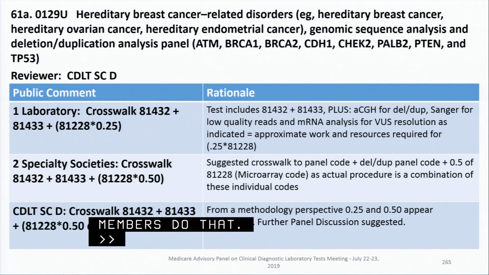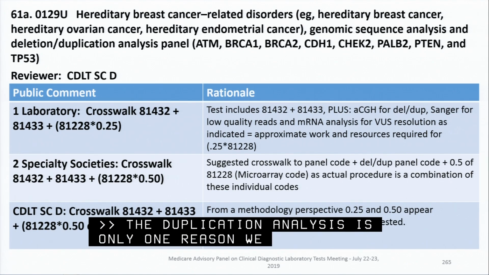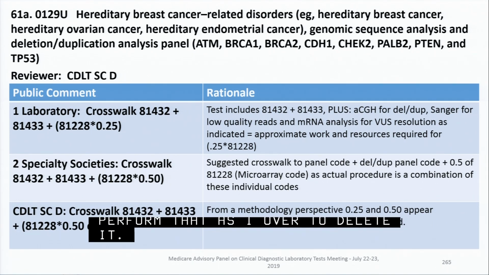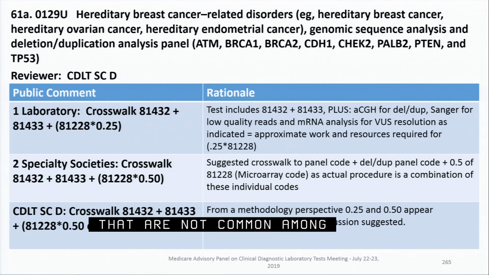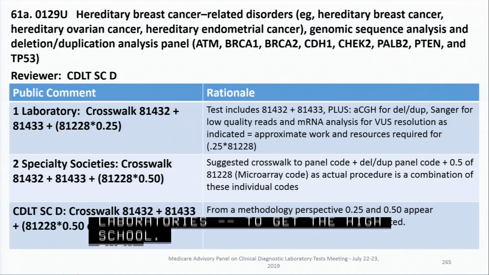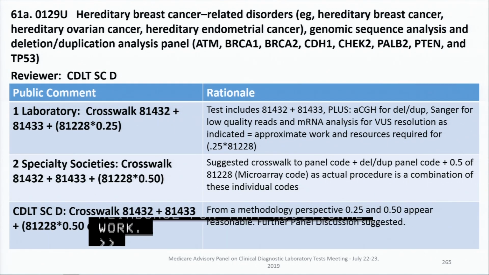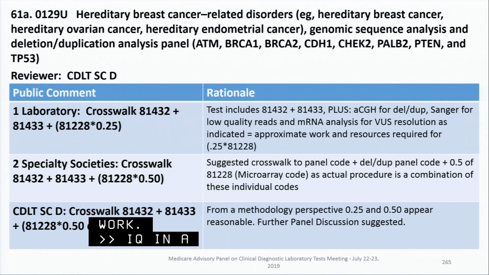So there are other reasons to perform that, as I've articulated, that are not common amongst laboratories and are necessary to get the highest quality results. So they would have to be done in addition, and there's no current coding infrastructure to reimburse for that additional work. But aren't you, in a sense, getting paid twice for 81433 and 81228 for a deletion duplication method agnostic?